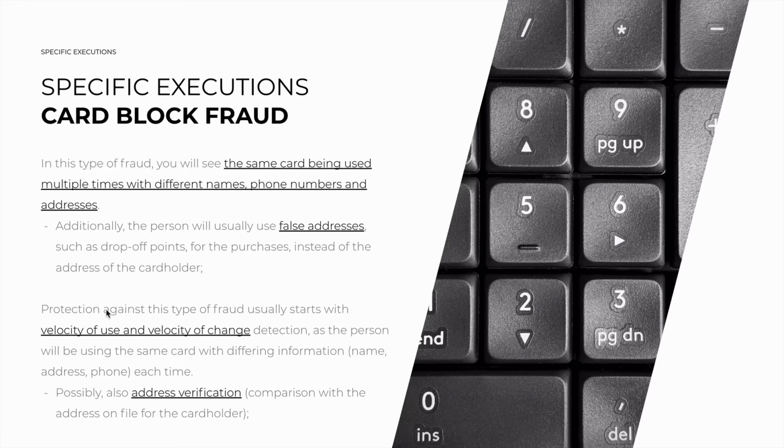So protection against this type of fraud usually starts with techniques such as velocity of use and velocity of change. Velocity of use is about detecting how many times something is used within a period of time, such as the card number. If it's used very high, it has high velocity, and it may be this type of attack. And also the velocity of change, or in other words, how frequently a type of information changes within a given time period. So for this attack, you'll see a high velocity of use for the card number, but a high velocity of change for the phone number, or the address, or the name.